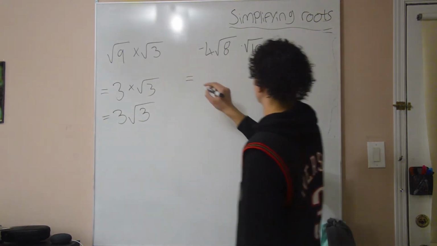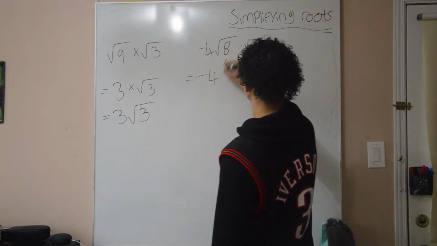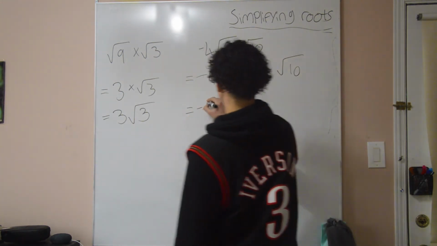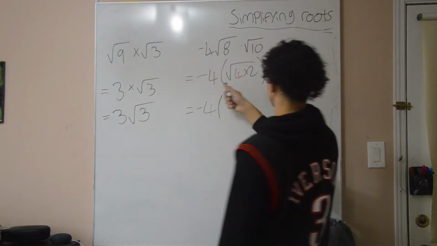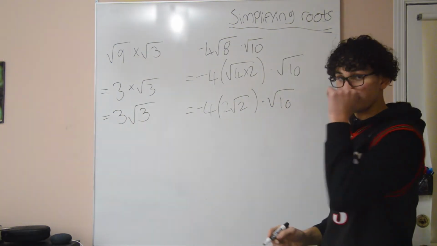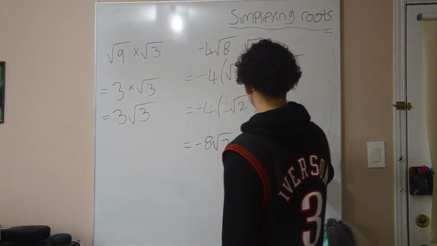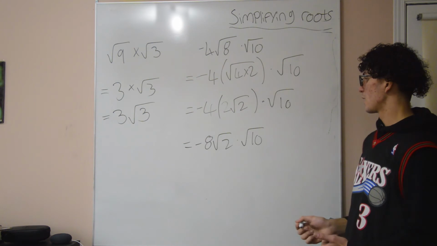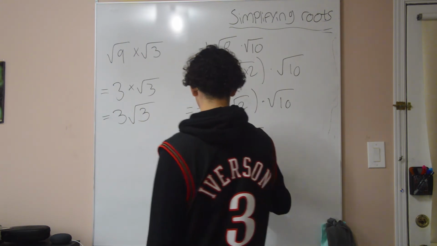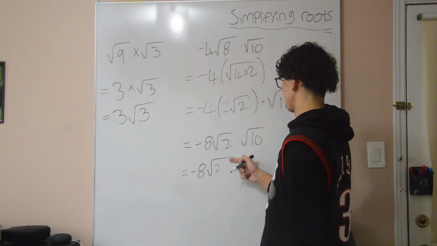On to this one. Now the 8, we're going to turn it right away into something else. We know that 8 is 4 times 2. So then immediately we get negative 4 times, let's see, what is that? 2 root 2 times the square root of 10. And from here, it is simply negative 8 root 2 times root 10. And from here, we just multiply what's inside. So it becomes negative 8 root of 2 times 10, which we know is 20. So I'm just going to write 20.